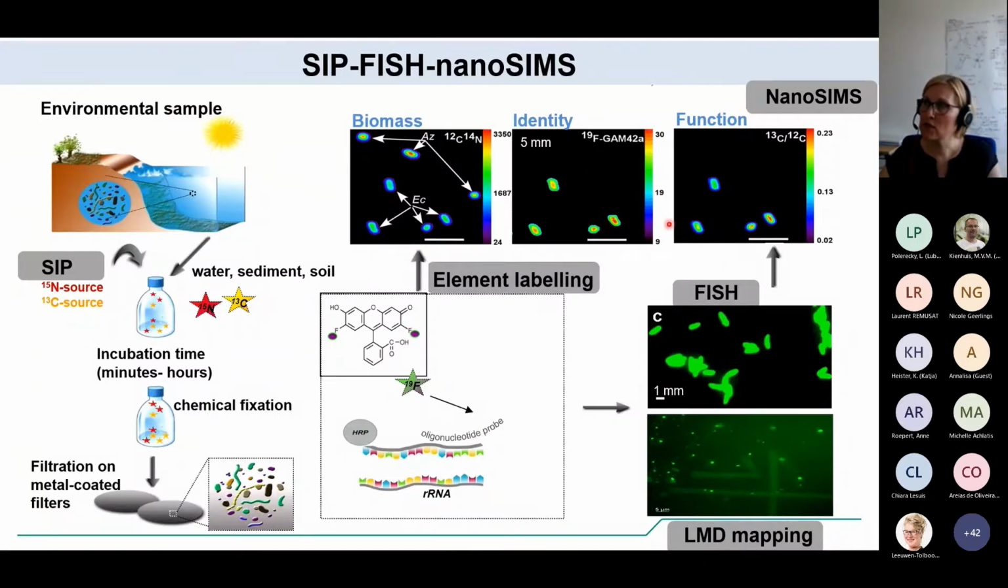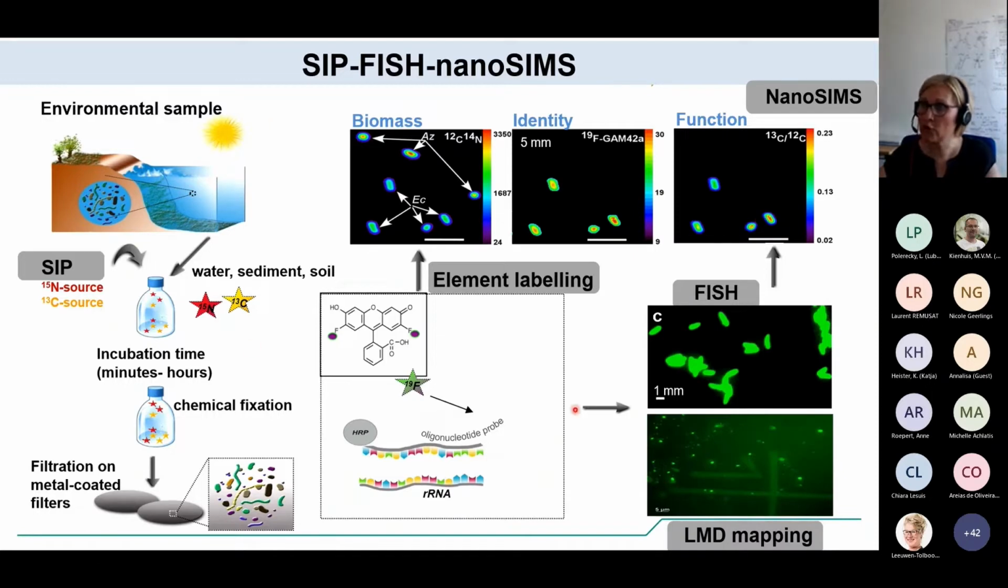So NanoSIMS analysis usually gives us information on the cells we have in the analysis area. It gives us information on the identity, through this elemental introduction, particularly in a certain group, like here we used fluorine and the specific molecular probe was for gamma proteobacteria, and it gives us information on the function in a certain process. In this case, by showing the 13C/12C ratio, it showed us that these cells are capable of taking up 13C-labeled glucose. So it tells us something about the metabolism of these cells, the fact that these cells are heterotrophs.